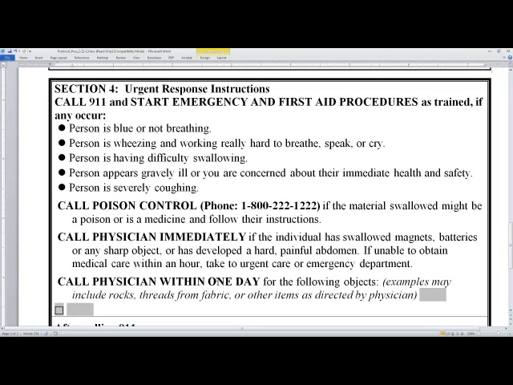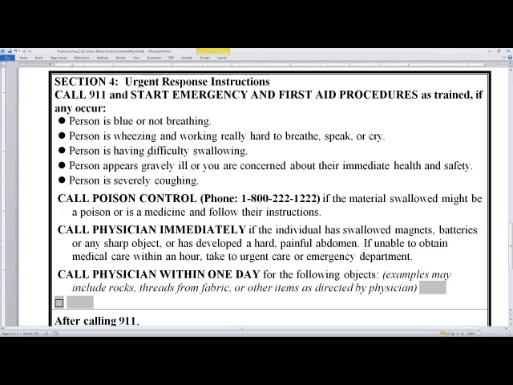You'll recognize a number of these that are typical on most of these protocols, and frankly, in any situation, whether the person has a protocol or not. The person is blue or not breathing, wheezing, working hard to breathe. The person is having difficulty swallowing. They appear gravely ill, or you're concerned about their immediate health and safety. Again, we always call 911 in those situations. Person is severely coughing.